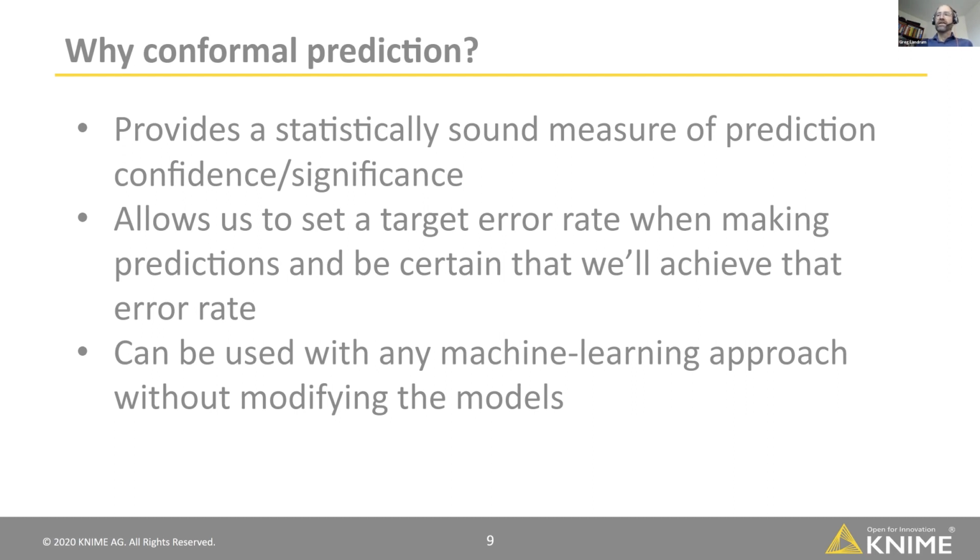And finally, and I think this is one of the really great strengths, particularly in KNIME, is that you can use conformal prediction with any machine learning approach that gives you predicted probabilities. And you can do that without having to modify or retrain the models themselves, which is really cool. So if you have a workflow set up that builds a gradient boosting model, you can do conformal prediction with that. If you're doing logistic regression, you can do conformal prediction with that. I'll show you random forests.